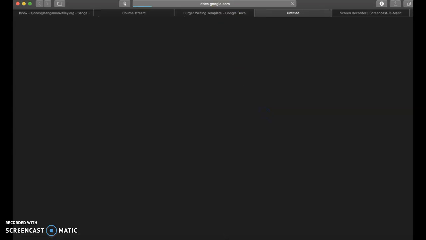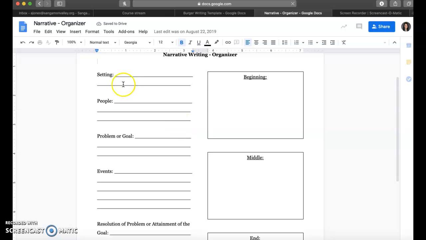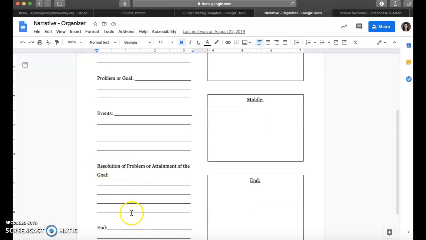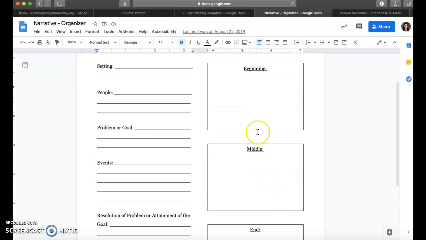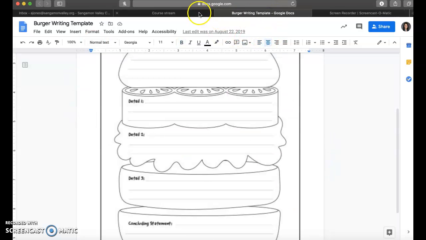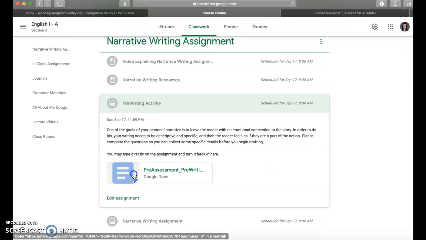And then I also have an organizer available for you. This is just going to help you kind of get down your event that you're covering. So setting, people, problem or goal, event, resolution, and end. And over here there are just some boxes to help you kind of organize your thoughts. So these are available to you on our Google Classroom. And we're going to go ahead and go over our pre-writing activity.